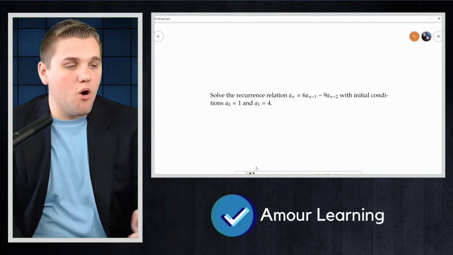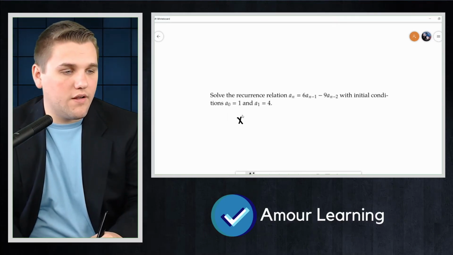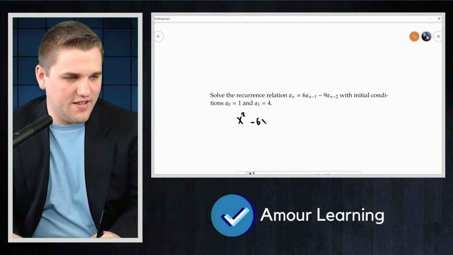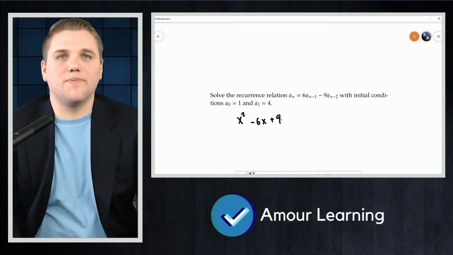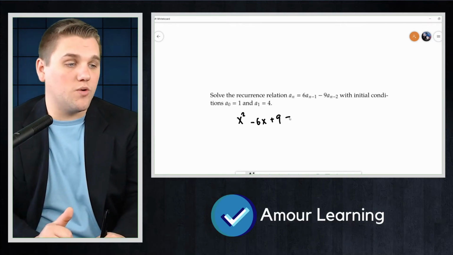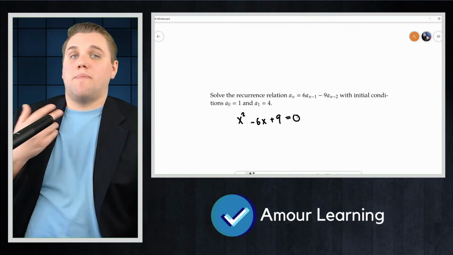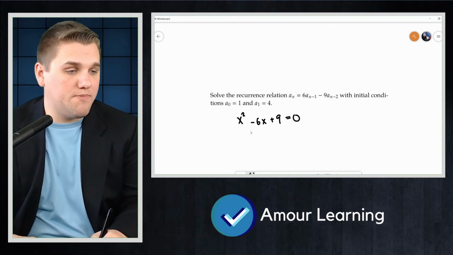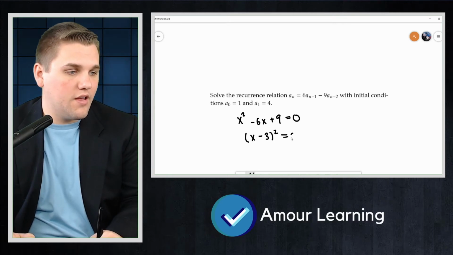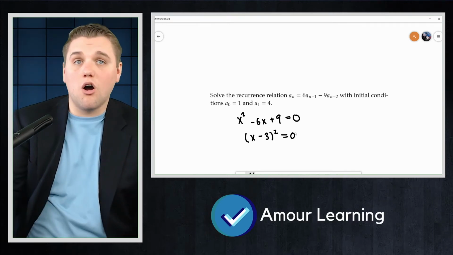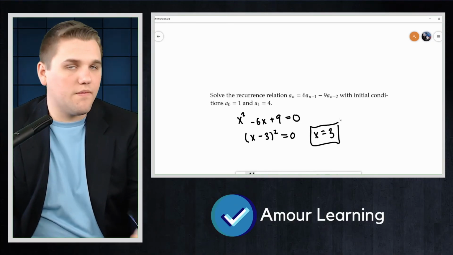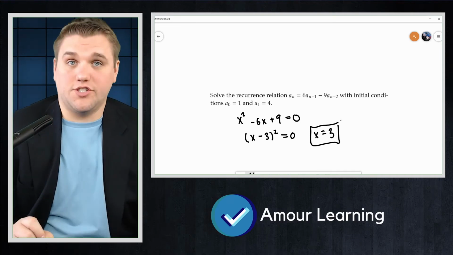So the characteristic polynomial is x squared minus 6x plus 9. We solve the characteristic equation x squared minus 6x plus 9 equals 0 to find our roots. By factoring, we get (x minus 3) squared equals 0. So x equals 3 is the only characteristic root.